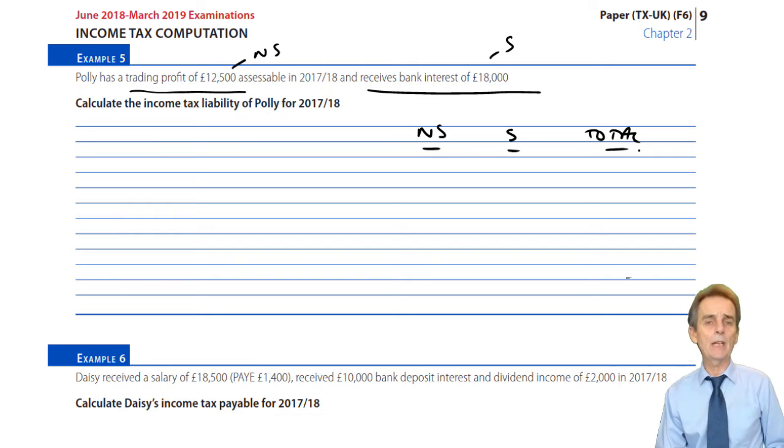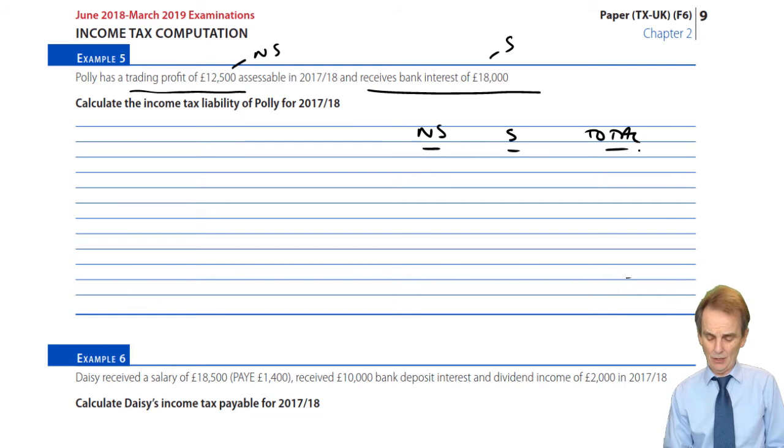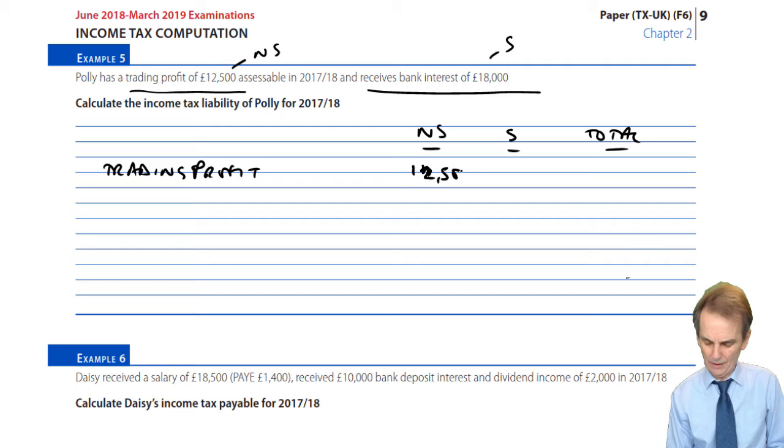We know then we'll take away the personal allowance. Where do we take the personal allowance from? From the non-savings to begin with. So we'll have that trading profit going in, £12,500. And we've got our bank deposit interest. That was £18,000. Again, both figures repeated in your total column.